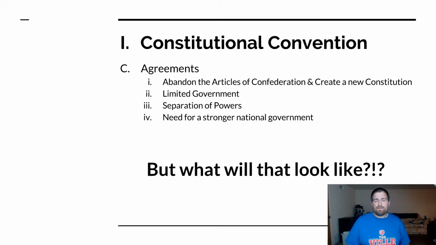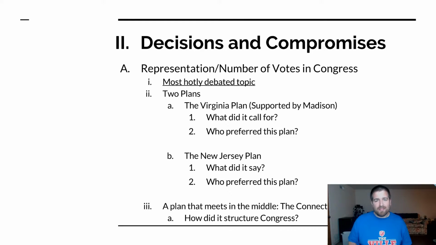But again, remember, these are 55 delegates from 12 states, all very different people with very different backgrounds and very different interests. So while they have these basic agreements, the details are where things start to get hairy and there start to be issues. Let's jump into the first really hotly debated topic as we look at the decisions and compromises that came out of this convention. The most hotly debated topic was representation, or number of votes in Congress. If you remember back to the Articles of Confederation, Congress was structured so that representation was equal. Each state had one vote, regardless of size.